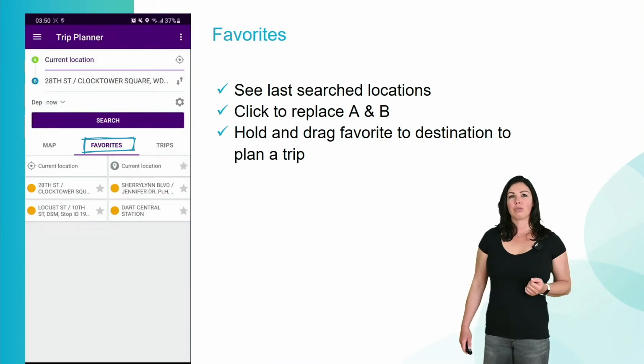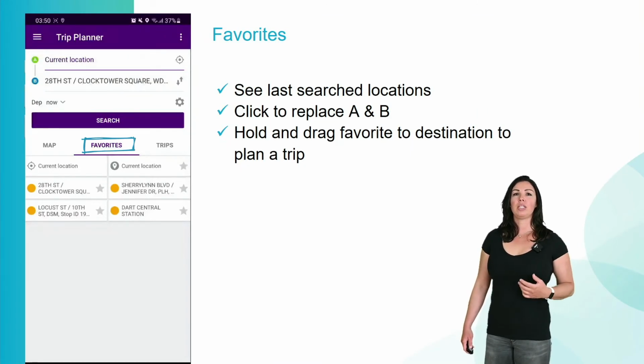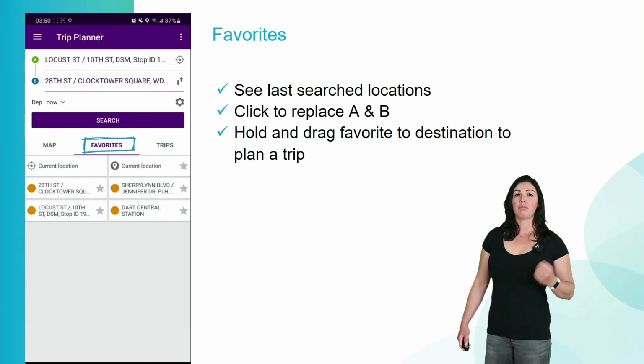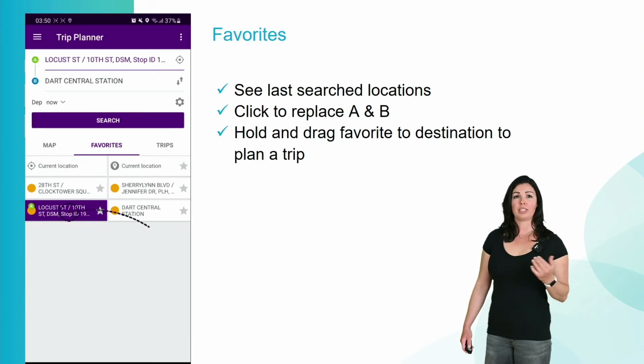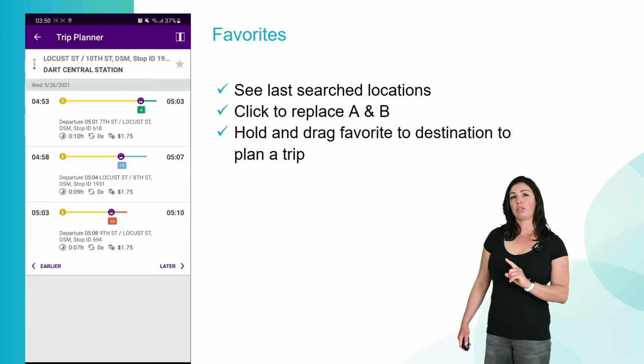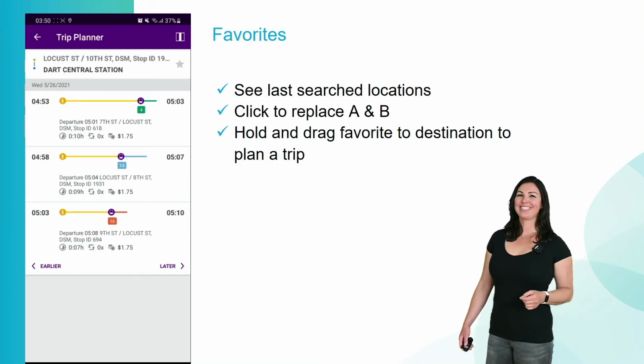Under the favorites screen in the trip planner, you'll see that we have a lot of the last search locations. These pop up in favorites. You can click on them individually to replace A or B, or simply drag and drop to do a quick trip plan. How cool is that?